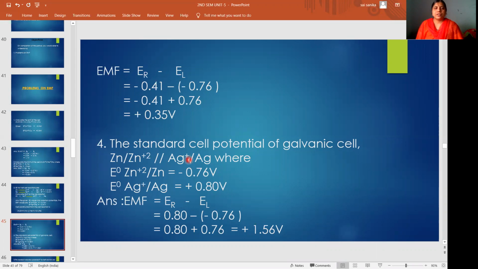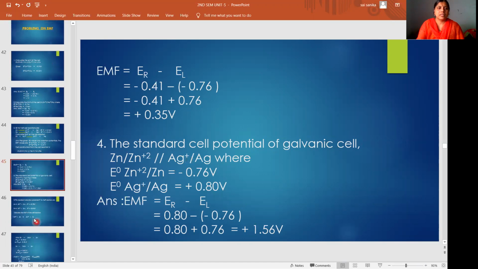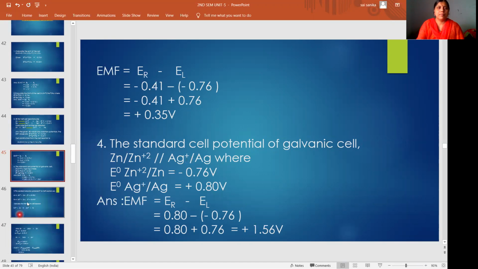So the potential of silver is 0.80 minus (minus 0.76). So 0.80 plus 0.76 is 1.56 volts. So this is the EMF of the cell. So like this, you have to calculate the EMF of a cell. So next we'll go to the next problem.